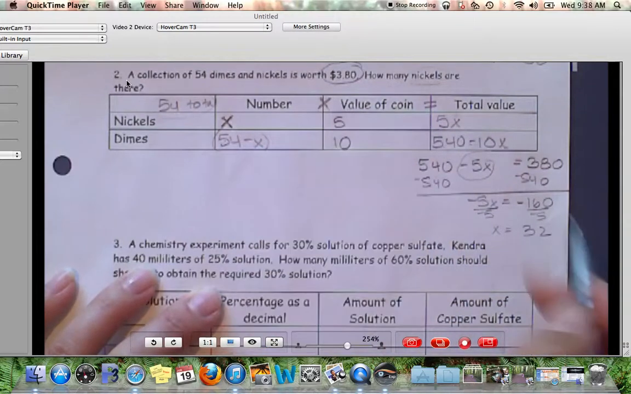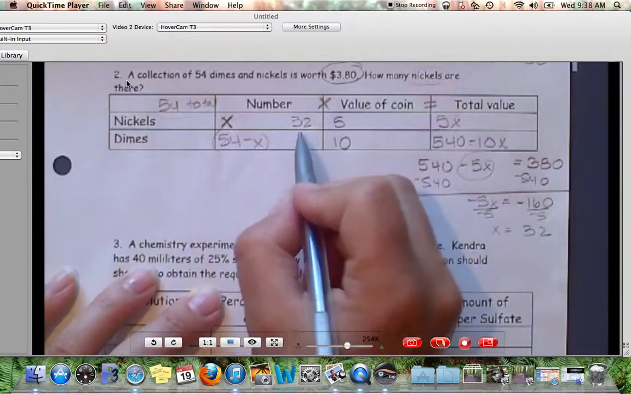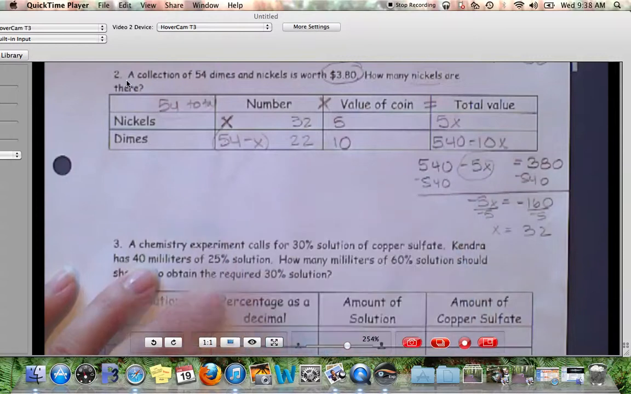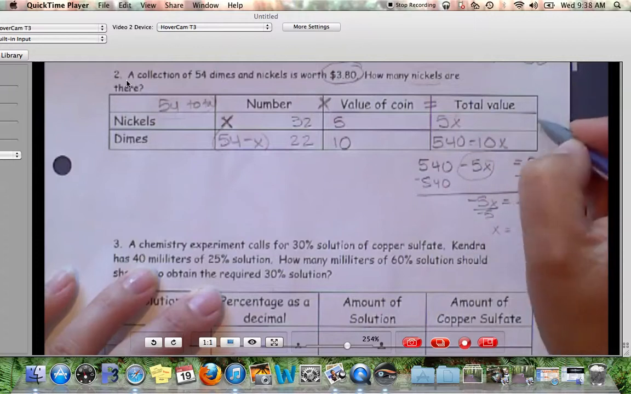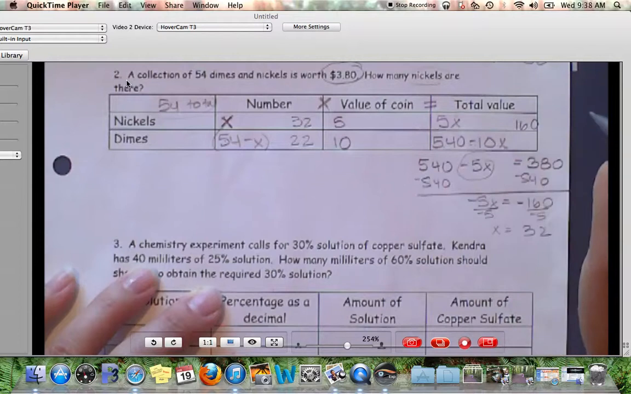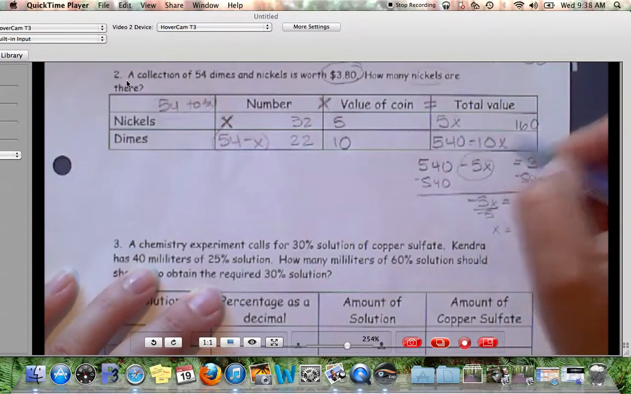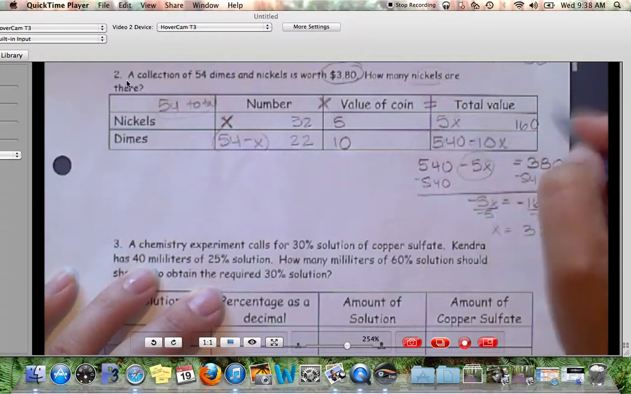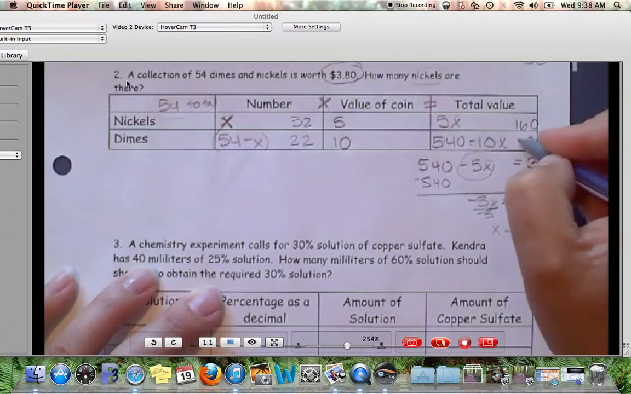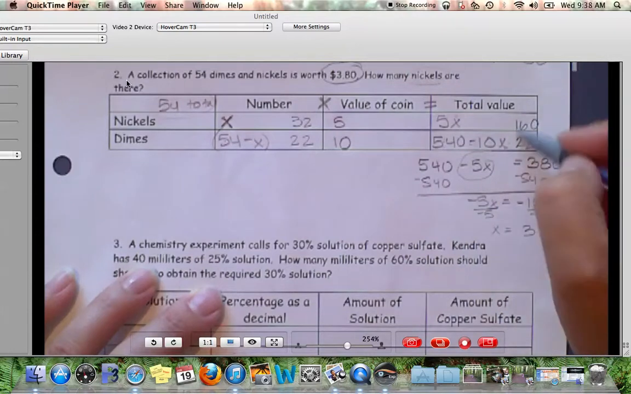Now, let's head back up here. X is 32, so that's going to make that 32. 54 minus 32 is 22. If we multiply here, 5 times 32, we get 160. And we get 54 minus 10 times 32. So basically 22 times 10 is going to give you 220. So when we add down, we get 380.